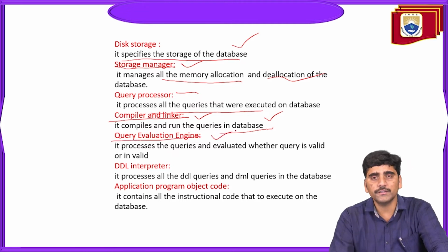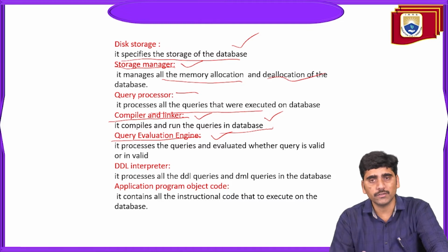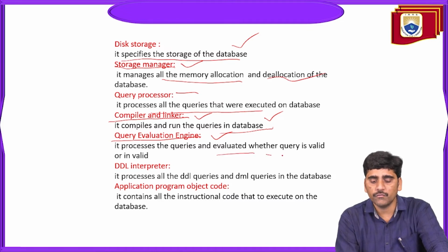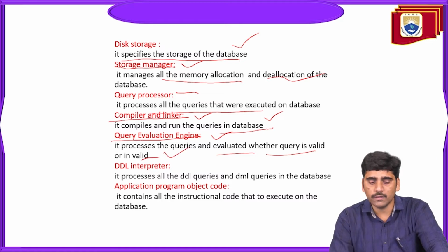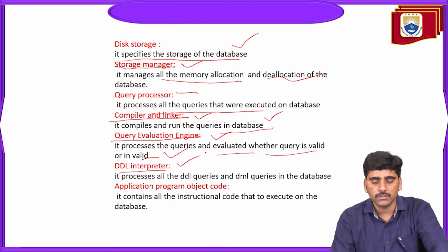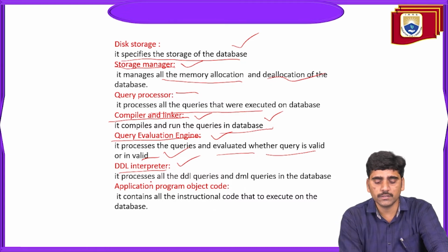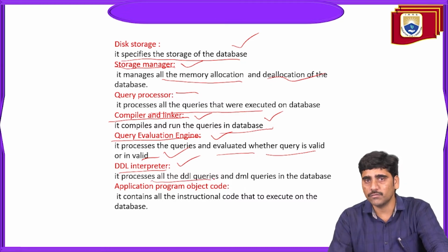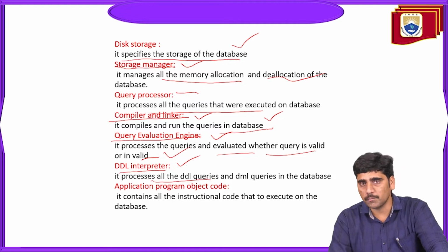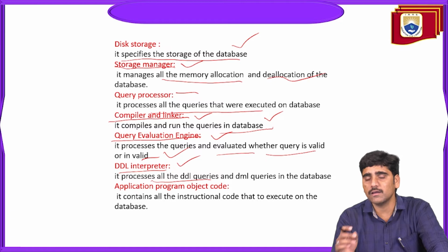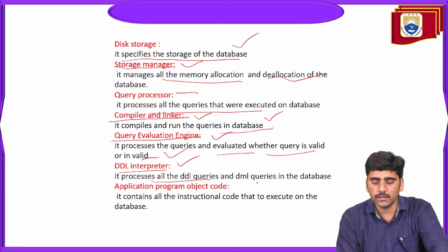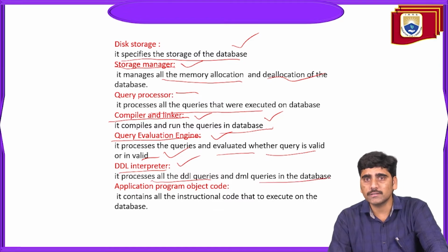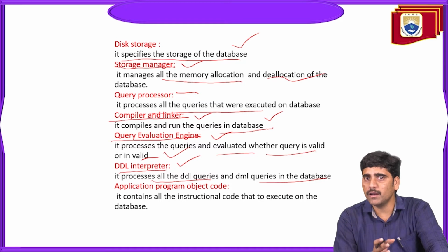And next one, the query evaluation engine. It processes the queries and evaluates whether the query is valid or invalid. And next one, the DDL interpreter. The DDL interpreter processes all the DDL queries, the data definition language queries, and there are DML compilers also. DML compilers compile the DML queries, the data manipulation language queries, in the database. So it compiles or interprets DML and DDL commands.